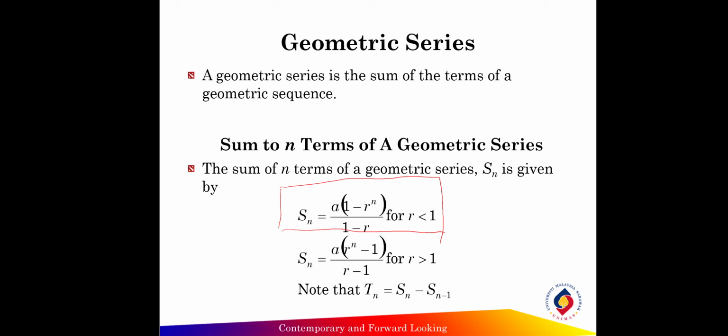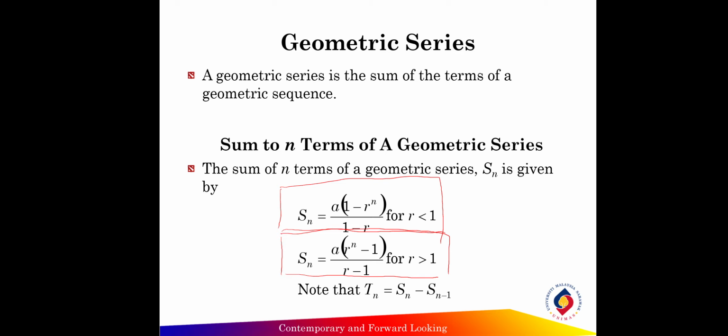is when your common ratio is less than 1. So you are using the bracket 1 minus r power n over 1 minus r. The second formula is when your common ratio is greater than 1. So you are using the bracket r power n minus 1 over r minus 1.